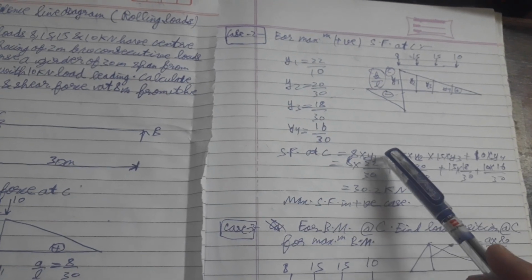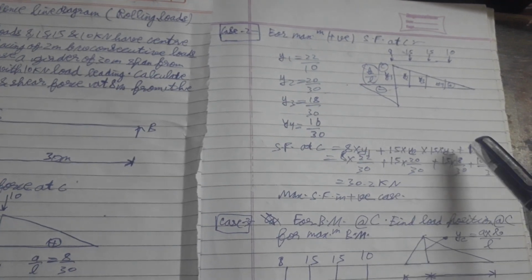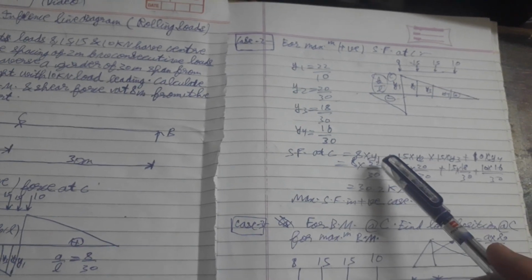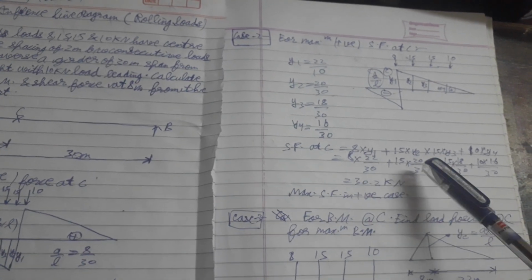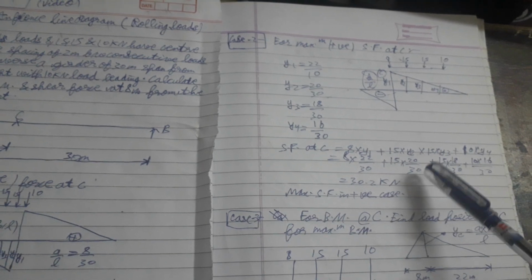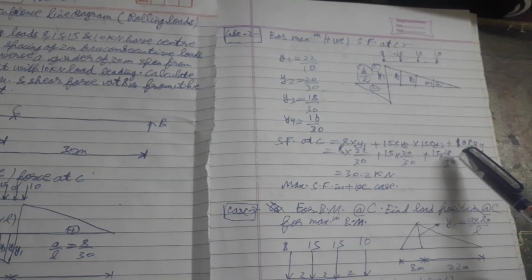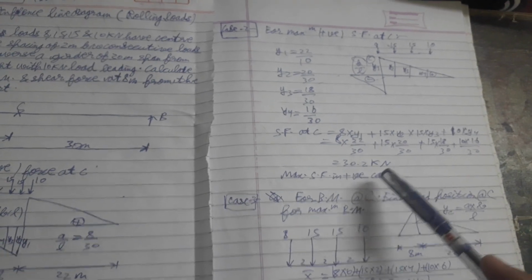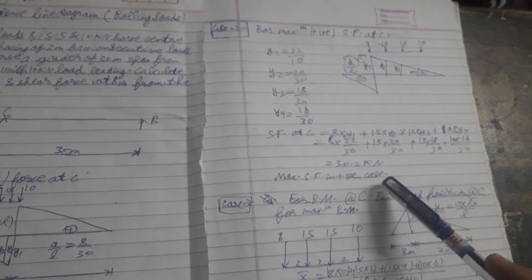Shear force at C is equal to 8 into Y1 plus 15 into Y2 plus 15 into Y3 plus 10 into Y4, which is equal to 8 into 22 by 30 plus 15 into 20 by 30 plus 15 into 18 by 30 plus 10 into 16 by 30, which is 30.2 kN. Maximum shear force in positive case.